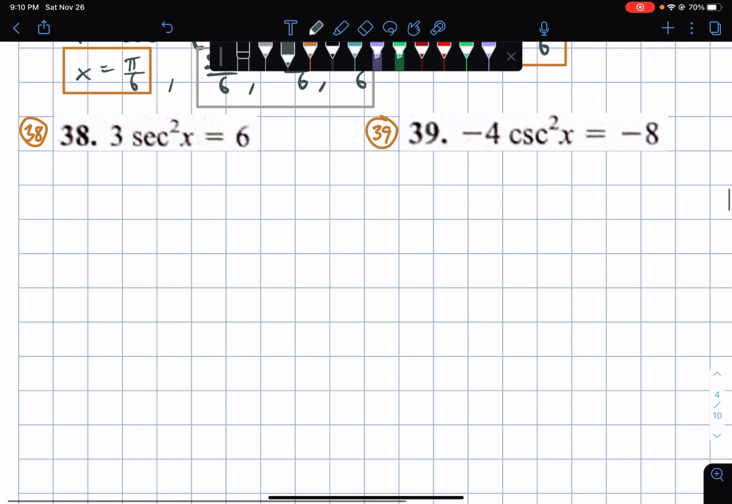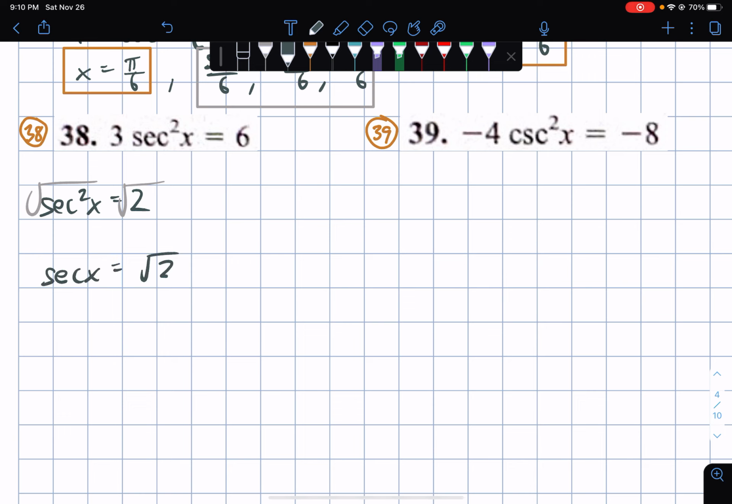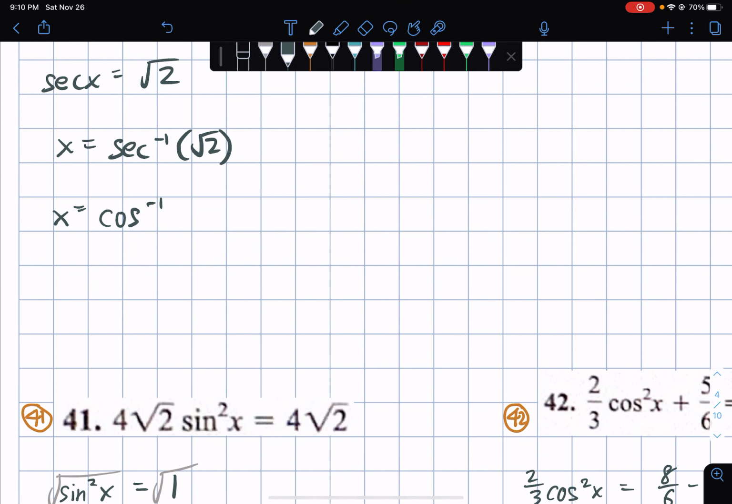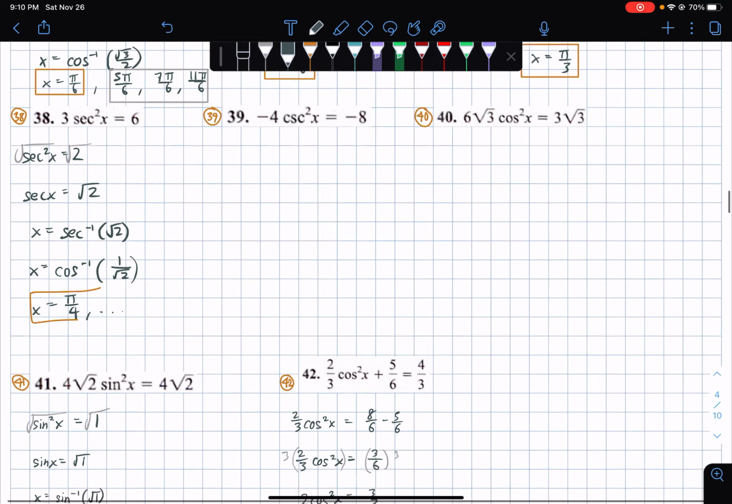Okay, number 38. Secant raised to 2x is equal to 2. Square both sides. We eventually have secant x is equal to the square root of 2. x is equal to the arcsecant of the square root of 2. Because secant is the inverse of cosine, write cosine and reciprocate the value secant initially encases, and we would have x is equal to pi over 4. I do believe there are other solutions, so I just keep watch of it.